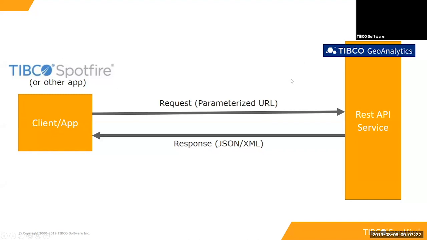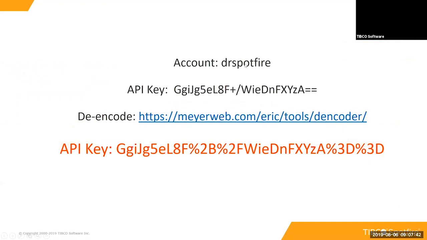So these are two separate products. Spotfire, we're going to use as our front end, but you can use any other application. And then for the REST API service, we're going to use the TIBCO Geo Analytics Builder, but you can also use this method with other API services that are out there if you'd like. So you don't have to use it just with the TIBCO Geo Analytics. The TIBCO Geo Analytics Builder is a separate product.